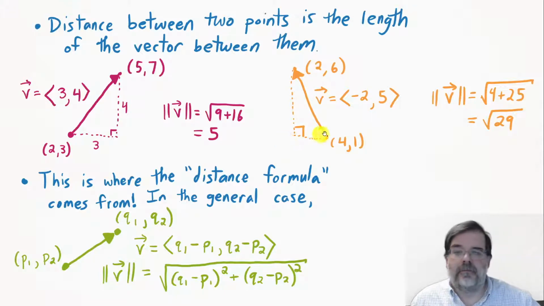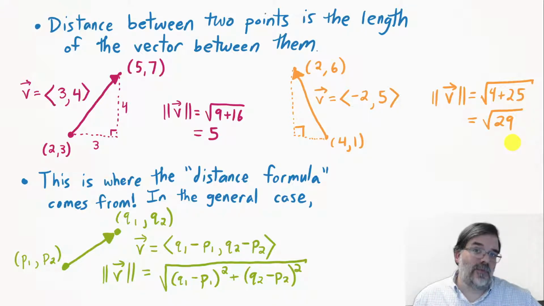Let's do one more example. What if we want the distance between the point 4, 1 and the point 2, 6? Well, we calculate the vector between them using subtraction, and we found earlier that that vector was -2, 5. So the distance between these points is the length of this vector. To calculate the length, it's the square root of -2 squared, which is 4, plus 5 squared, which is 25. So that'll be the square root of 29.